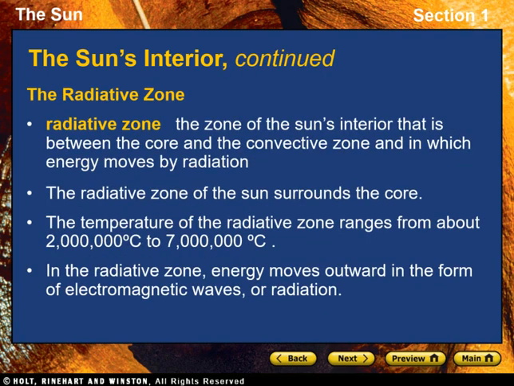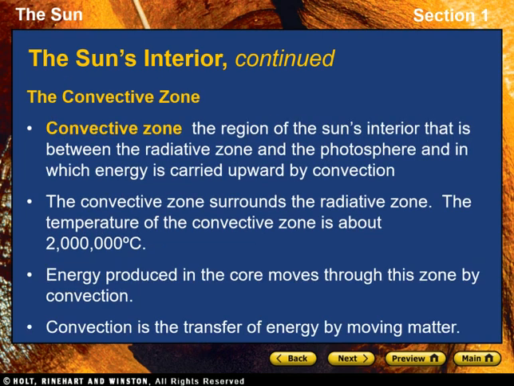The radiative zone. Before reaching the Sun's atmosphere, the energy produced in the core must move through two zones of the Sun's interior. The zone surrounding the core is called the radiative zone. The temperature in this zone ranges from about 2 million degrees Celsius to 7 million degrees Celsius. In the radiative zone, energy moves outward in the form of electromagnetic waves, or radiation.